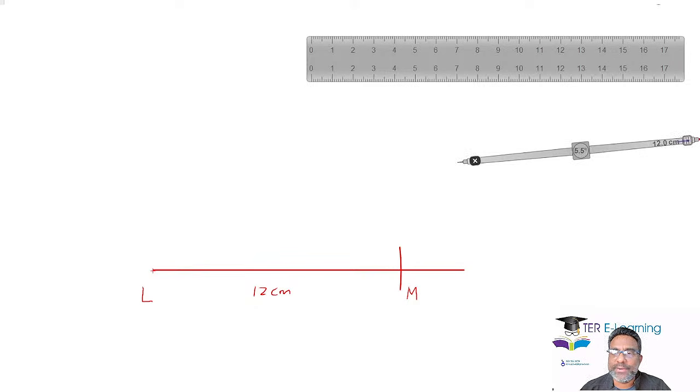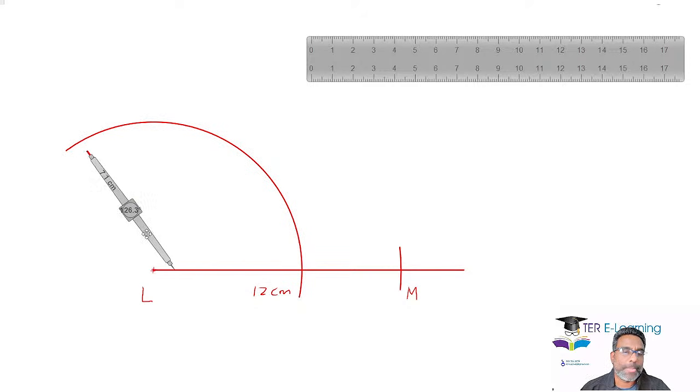Now to construct a 30-degree angle at the point L, what I will do, I will first construct a 60-degree angle first. So that's your step. You want to construct a 30-degree angle, you must first construct a 60-degree angle and then bisect that angle. So here's what I'm going to do. If I want to construct a 60, this is what I do. I draw an arc like this, come across here, I'm going to draw an arc there.